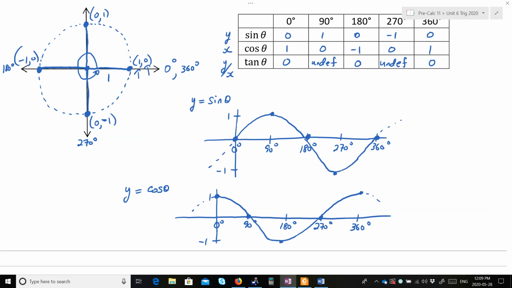Okay, and tan is a whole lot different. But you'll learn more about that in Pre-Calc 12.